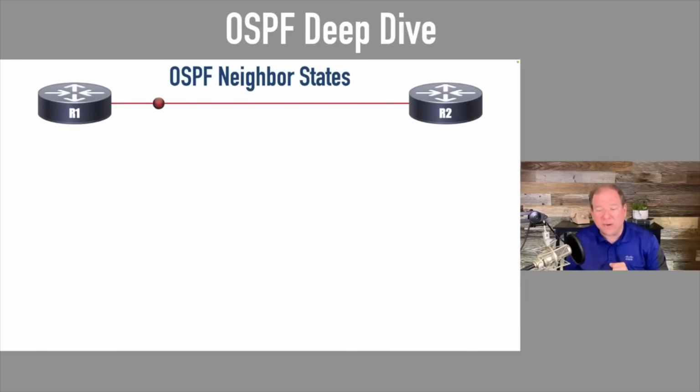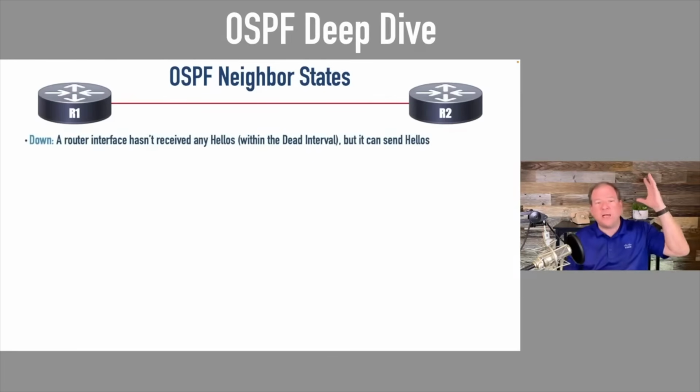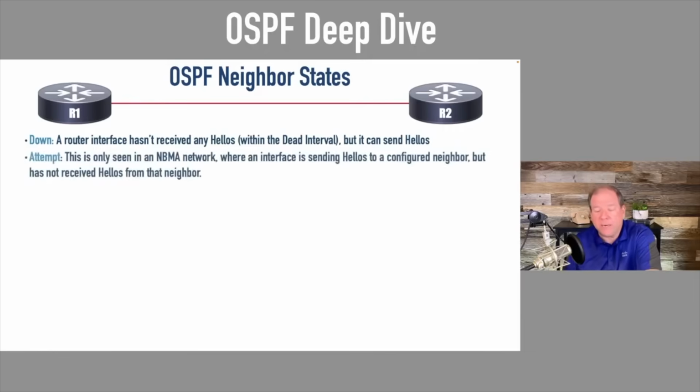But these are the different neighbor states I would want you to know as we're trying to form a neighborship or possibly an adjacency. The first one is a router boots up and its OSPF neighbor state is down. What that means is I haven't received a hello from anybody. Maybe I've sent a hello. Down doesn't mean I've never sent a hello. Down just means I've not heard any hellos from anybody else.